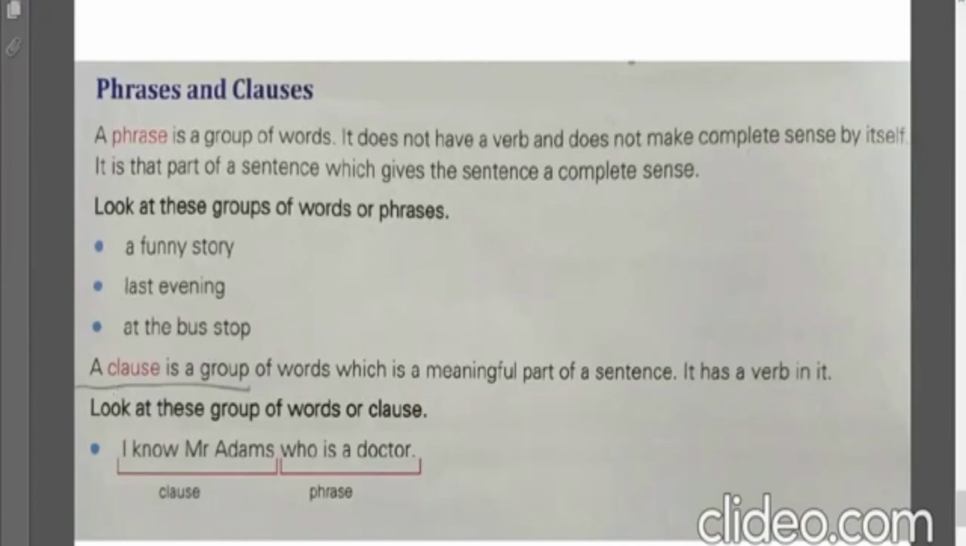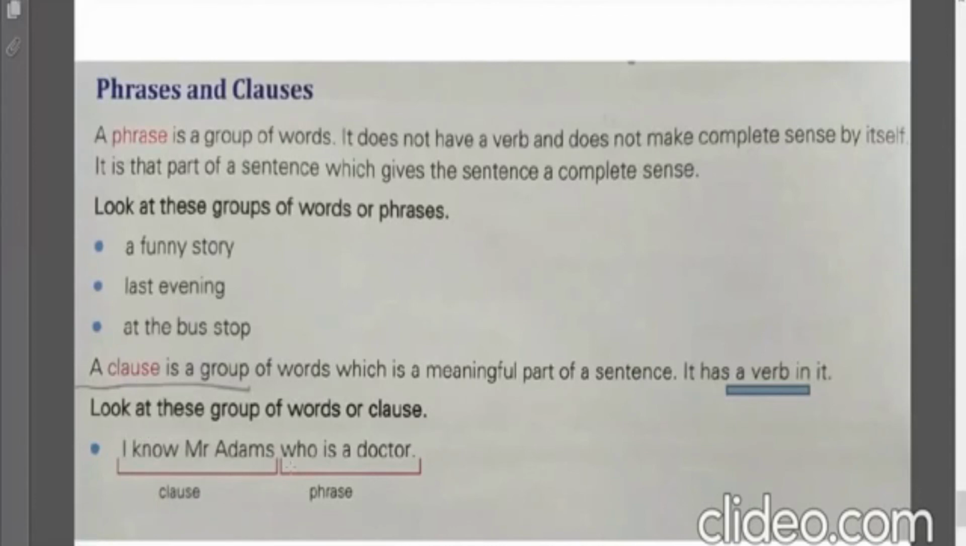Next is clause. A clause is a group of words again, just like phrases, but it gives you complete sense. It is a meaningful part of a sentence, and one condition is it has a verb in it. Let's have an example. I know Mr. Adams, who is a doctor. Now, the first part of the sentence, I know Mr. Adams, will be your clause, because as I have mentioned, a clause must have a verb in it. And in this statement, know is your verb.